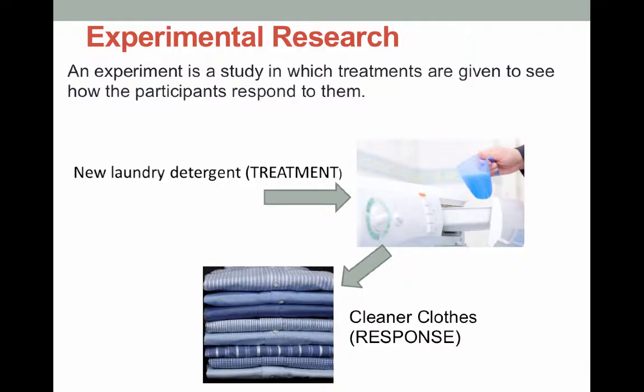When we talk about different types of empirical research, we often discuss whether the research is experimental or non-experimental. Our textbook stated that we all conduct informal experiments in our everyday lives. For example, we might try a new laundry detergent, and we might consider whether our clothes are cleaner using the new detergent or the old detergent. An experiment is a study in which treatments are given to see how participants respond to them. In our example, the new laundry detergent is a treatment, and cleaner clothes are the response.